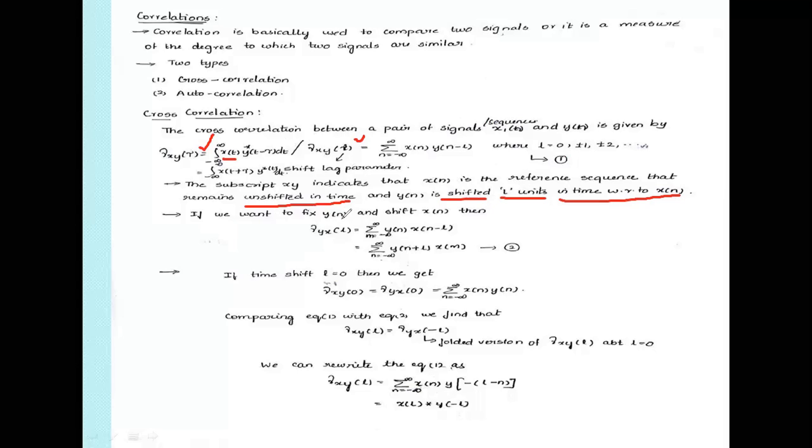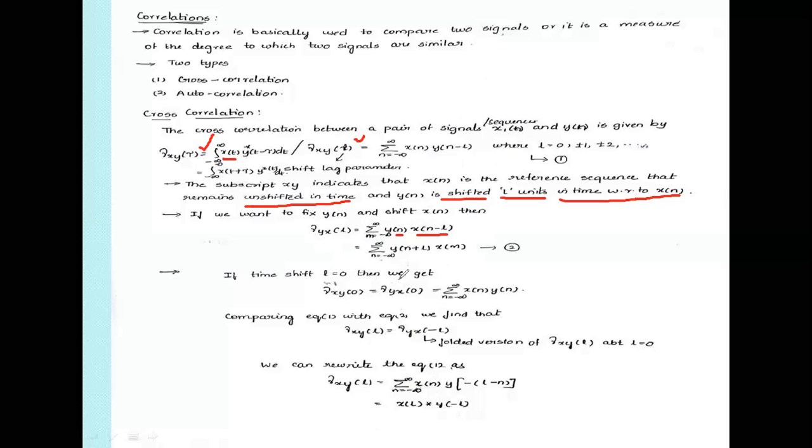If you want to fix y of n and shift x of n, then R yx of L is equal to the sum of y of n and x of n minus L. You can shift any one of the signals. If one signal is normal, the other is a shifted version. Again, it is also a sum with the advanced function, y of n plus L, x of n. Got it, my dear students?